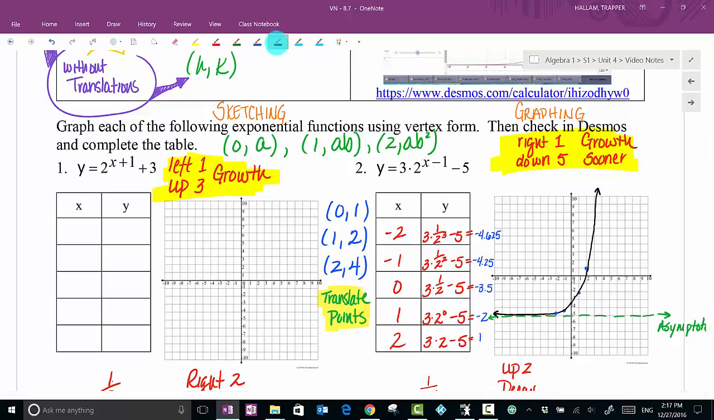Let's just review that quickly. If we look here, this is on the outside of the exponent, right? So it's outside. So this means that we're going up 3 in this scenario. And this is inside the exponent. It is part of the exponent, so if it's positive, remember we're going to the left, so left 1. And we also want to signify the fact that our b value is greater than 1, meaning that it's a growth. So there's all of our translations.